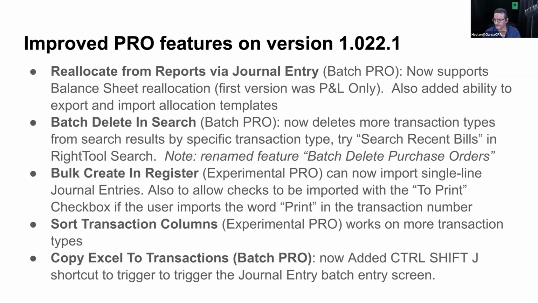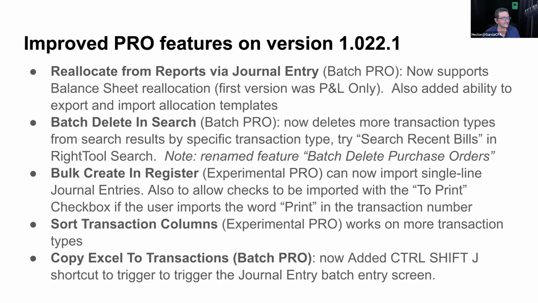We can do all the checks. We can do all those things, right? Batch delete from there. So it's not just limited to batch deleting from a specific register. We can just batch delete from the search screen. That could be useful too. Batch delete is what people tell us is the most important thing in all the RightTool history. So we talked about bulk creating the register. Now it's allowing to do journal entries.